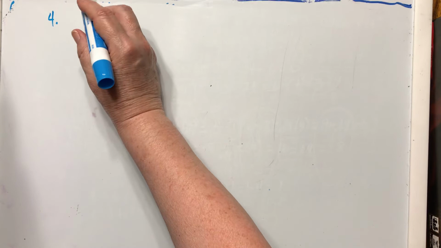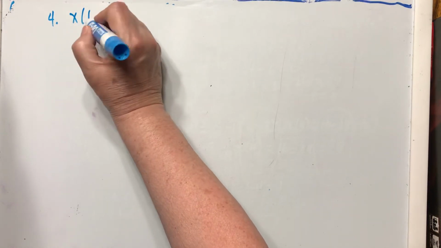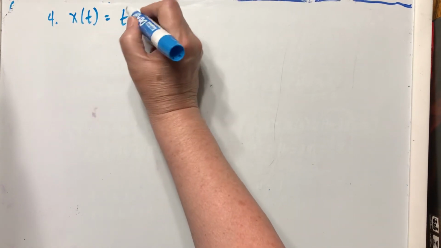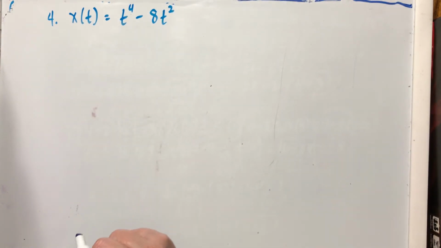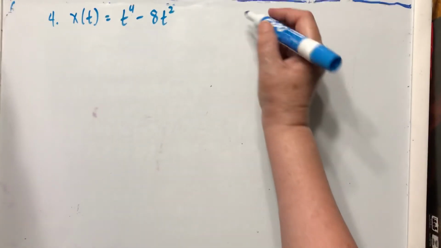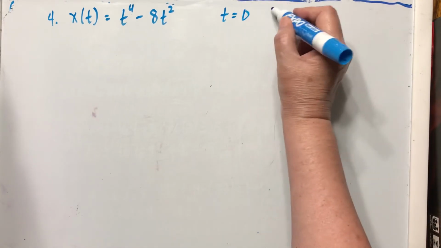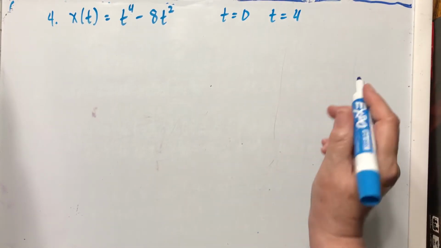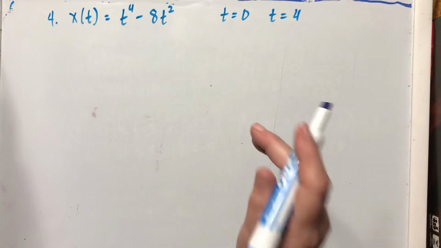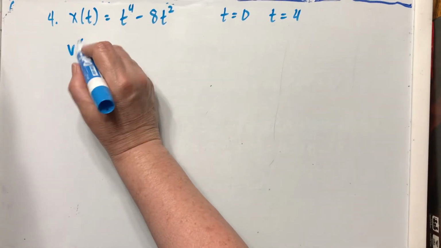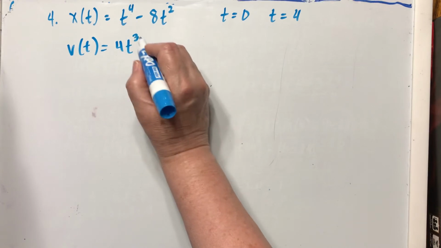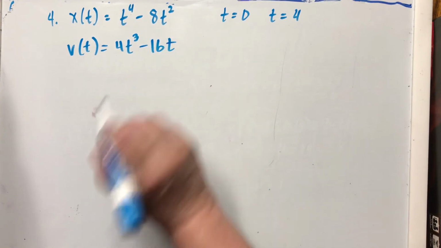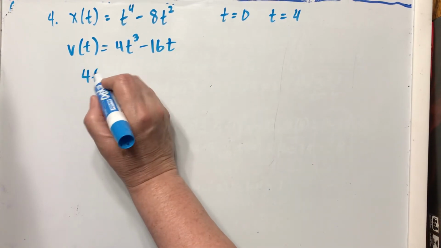It says given the position function is x of t is t to the fourth minus 8t squared. We're going to find the distance the particle travels from t equals 0 to t equals 4. So first we need to figure out if it's going to change direction. It changes direction when the velocity equals 0. So my velocity is 4t to the third minus 16t. I'm going to set that equal to 0.